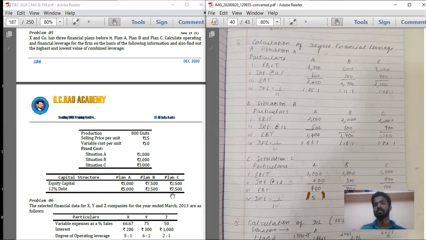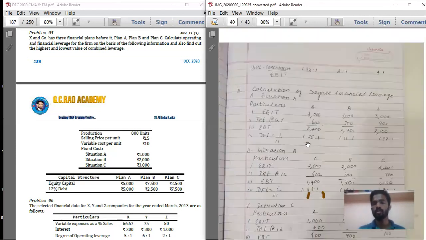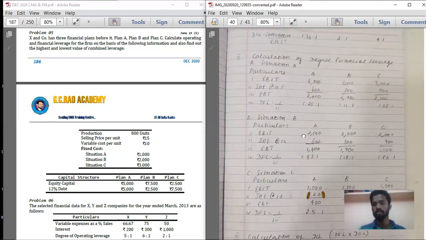Under particulars, small roman number 1, EBIT. What is the situation B EBIT? 2000 rupees. See, we have calculated EBIT under situation B. Situation B, EBIT is 2000 rupees. So in all three columns put 2000.